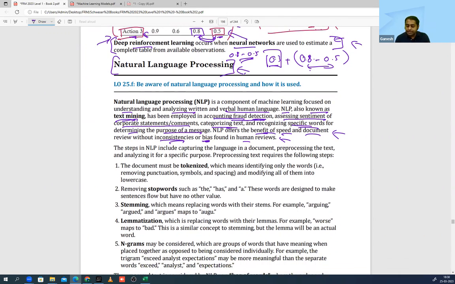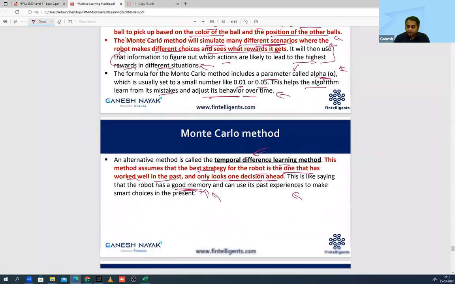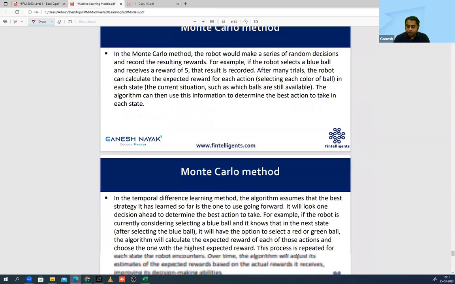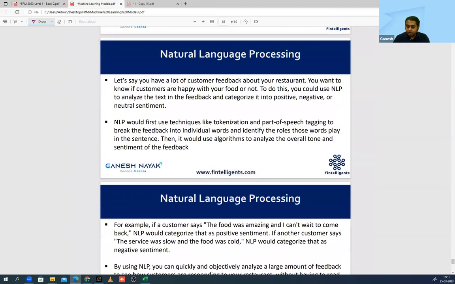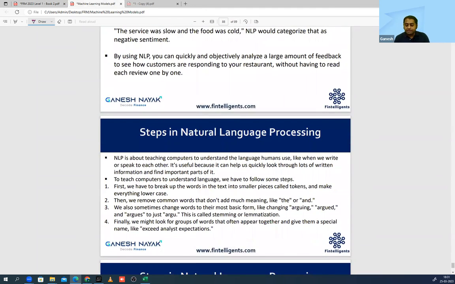Okay. Next, how does NLP process the data? अब उसका एक पूरा steps that they follow, and I want you to remember this, marking this a star. The first part. So what it will do is, and I have written it down in the example also. I'll just quickly take you. Take 1 second. You can read this slide. NLP is about teaching computers to understand the language humans use. Okay, like when we write or speak to each other, it is useful because it is quickly looking through a lot of written information or finding certain parts of the information and taking a decision.